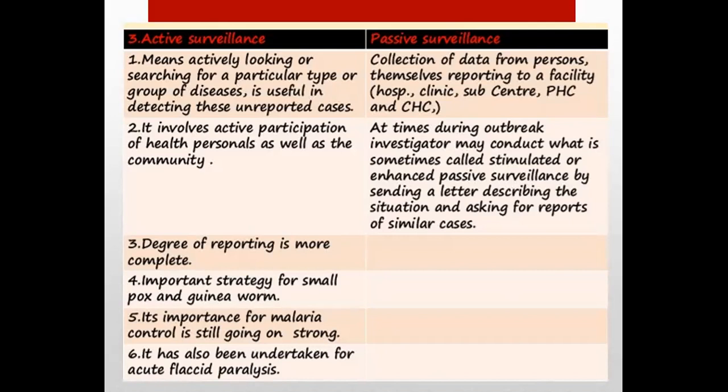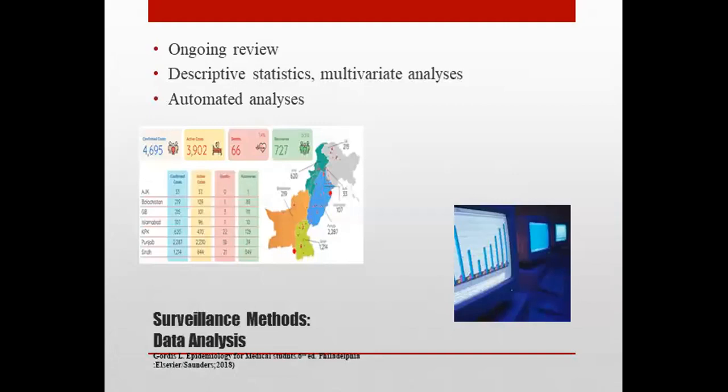Whereas in passive surveillance, at times during an outbreak the investigator may conduct what is sometimes called stimulated or enhanced passive surveillance by sending a letter describing the situation and asking for reports of similar cases. Therefore, the surveillance method is collecting data, whether through active surveillance or passive surveillance.